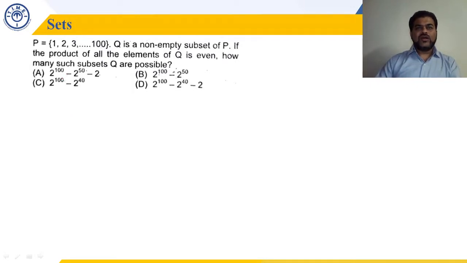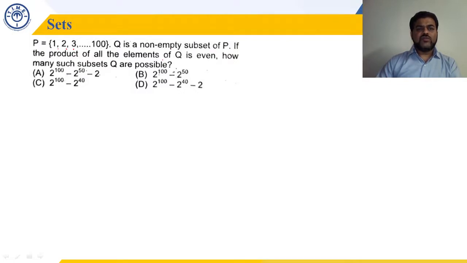Now this might look a little bit complicated to you, but this can be easily managed. So let us read the question carefully and understand what is given. It says there is a set P which has all the elements 1, 2, 3, 4 and so on till 100. So basically they are giving you all the natural numbers till 100. Q is a non-empty subset of P. Okay. Q is another set which is a non-empty subset of P.